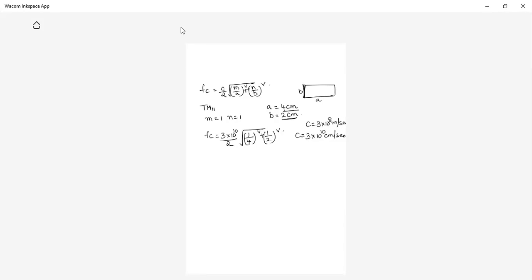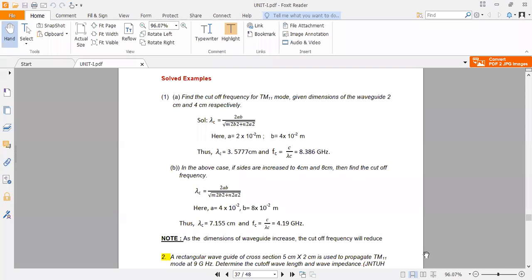Ma'am, 8.38 gigahertz we are getting, ma'am, frequency. 8.38 gigahertz. According to our problem, is it 8.28? 8.386 gigahertz is the frequency you are going to get. You can use the FC formula straight away or the lambda C formula, no problem.